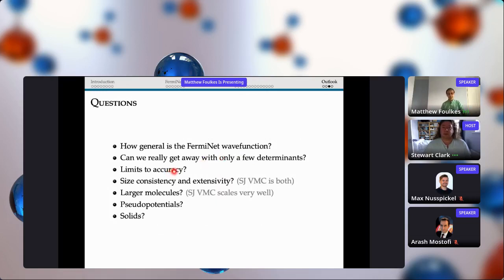Is our wave function, our approach, size consistent and size extensive? Quantum chemists care about these things, and solid state physicists should certainly care that we get an extensive energy as we make the system bigger. How can we do larger systems, bigger boxes of solid and larger molecules? I must admit, in principle there's nothing stopping us, but we're finding it painful. It takes a lot of computer time and a lot of memory, and we're now running on the new kind of Ampere GPUs with lots of memory, so memory is not holding us back anymore, but the cost is still quite high. And pseudopotentials and solids, as I said, we've already started on.